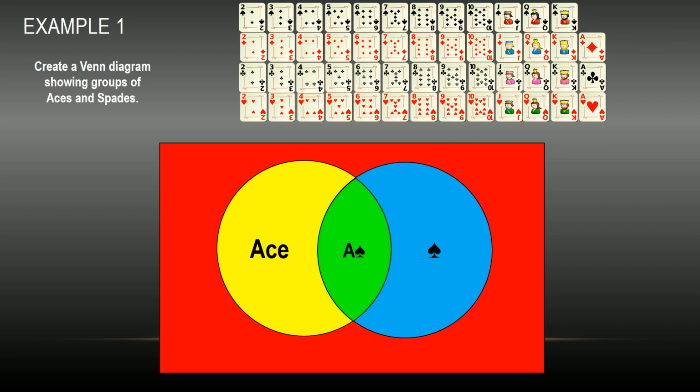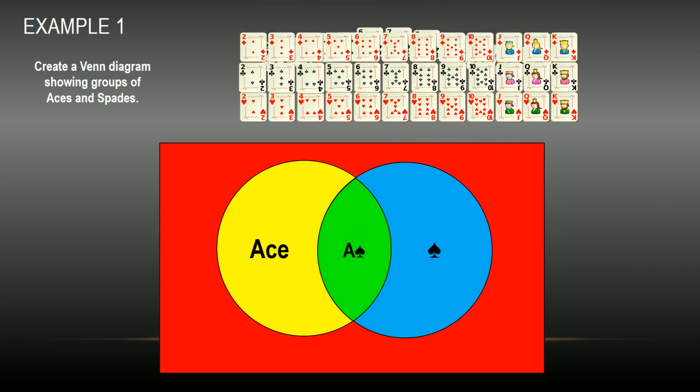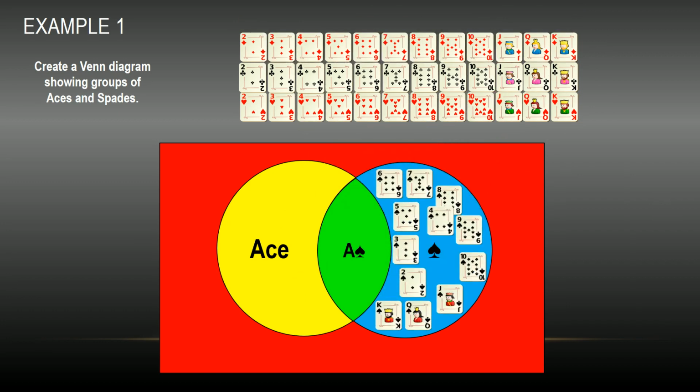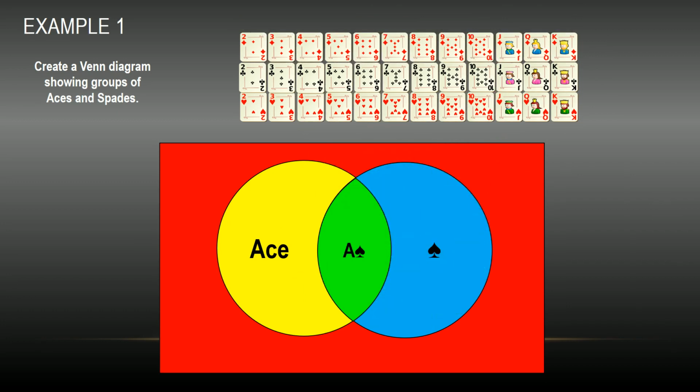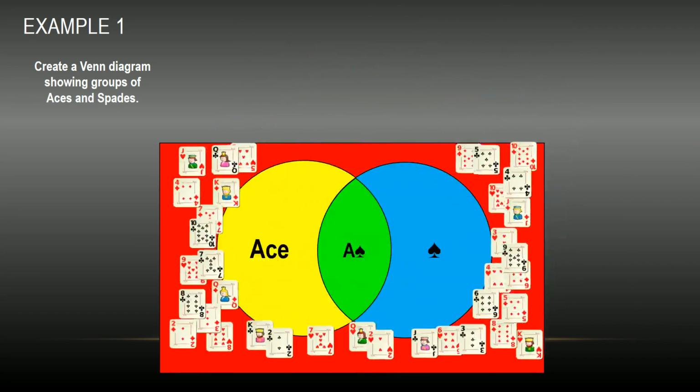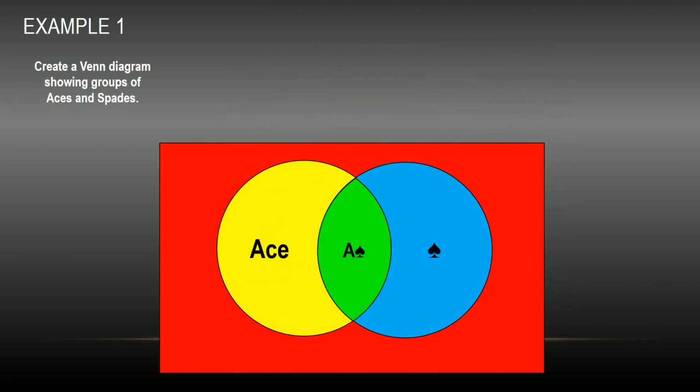Then, if we want to have all the aces that aren't spades, they go in the yellow area. And then all the spades that aren't aces go over here. And then everything else goes all the way around in that area. Okay, so if you hear the word ace and spade, it's usually the intersection point of the two circles.